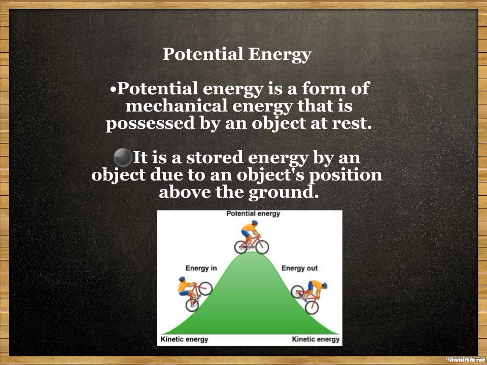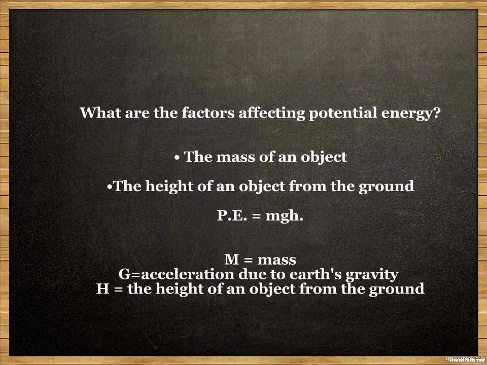Potential energy is a form of mechanical energy possessed by an object at rest. It is also stored energy in an object due to its position above the ground. What are the factors affecting potential energy? The mass of an object and the height of an object from the ground. So m is mass, g is acceleration due to Earth's gravity, and h is the height of the object from the ground.